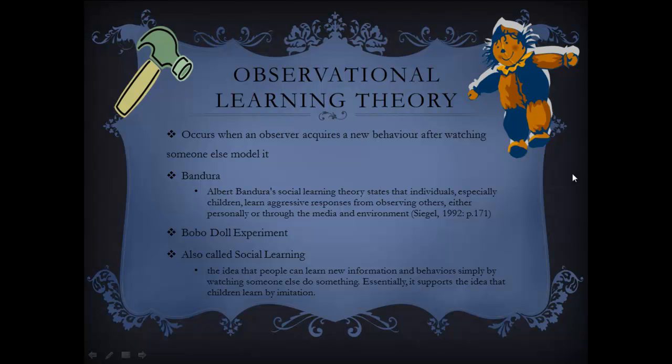model it. The person who really came up with this theory was Bandura. His theory states that individuals, especially children, can learn aggressive responses from observing others, either personally or through the media and environment. Think about all those times that you're bombarded with media images; according to this theory, it's very easy to pick that stuff up.